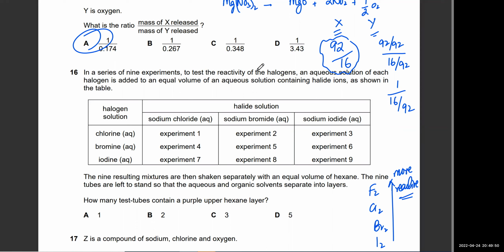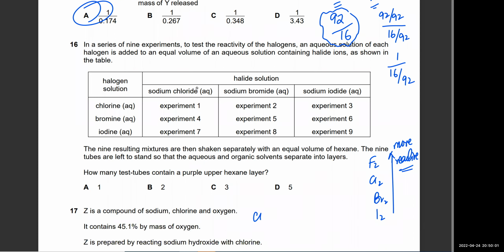So the first experiment, if you add chlorine to sodium chloride, nothing would happen because it's pointless. Even if chlorine displaces chloride, it's going to give you the same thing. There's no reaction, right? And remember, chlorine is a greenish yellow gas. So in this case, the solution will have Cl2 aqueous. Is that clear? Because you added Cl2 to NaCl and nothing happened. So the solution has Cl2. There's no reaction going on.